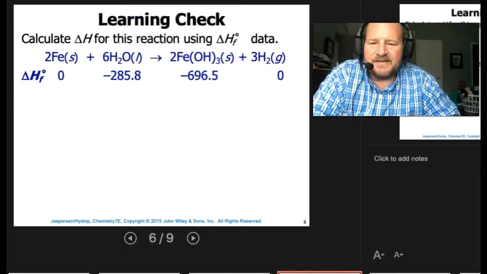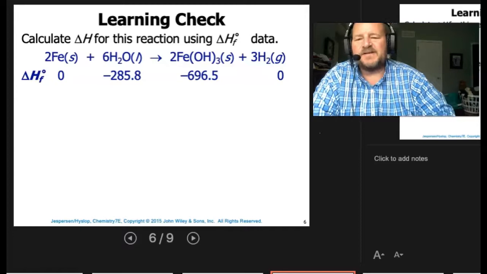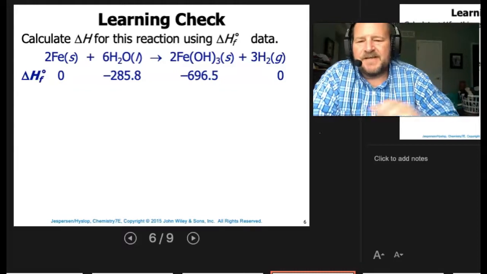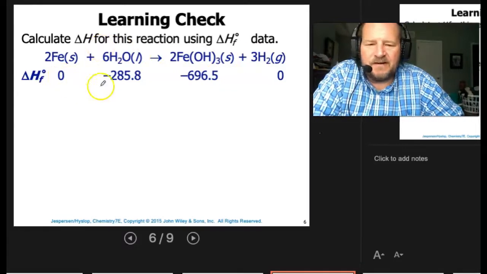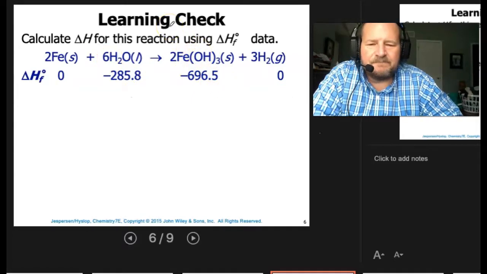All right, calculate the delta H for this reaction using delta HF data. So we have 2 iron plus 6 water going to 2 iron 3 hydroxides plus 3 hydrogen gas. Delta H of formation, 0 for the iron, 0 for the hydrogen gas, they're elemental, negative 285.8 for the water, and negative 696.5 for the iron 3 hydroxide.